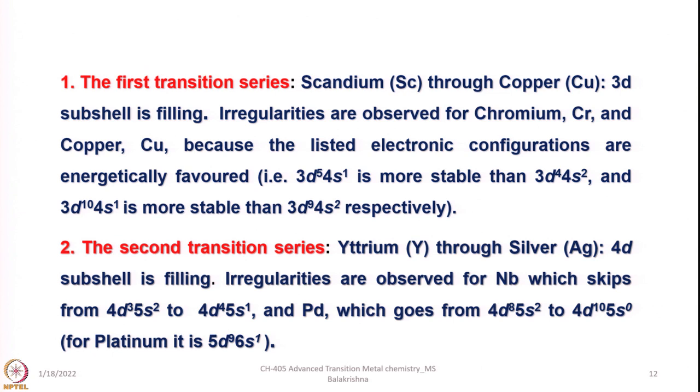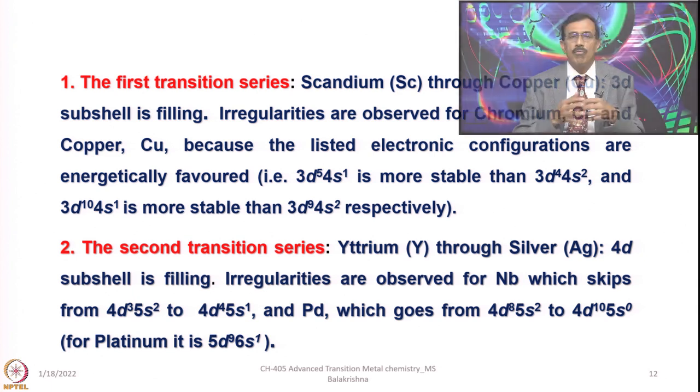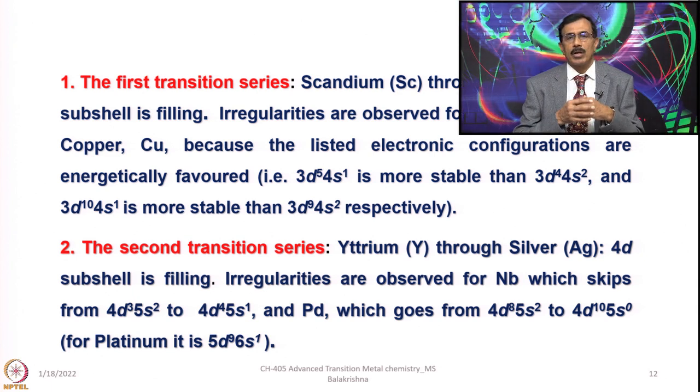If you look into nickel, it is perfect, no issues, it shows D8 and S2 electronic configuration. But if you go to 4D palladium just below nickel, instead of 4D8 5S2, it has 4D10 5S0 electronic configuration. And again, there is a difference in the electronic configuration of platinum as well. Platinum, instead of having D8 S2, has D9 S1 electronic configuration. That means the electronic configuration of platinum is 5D9 6S1.